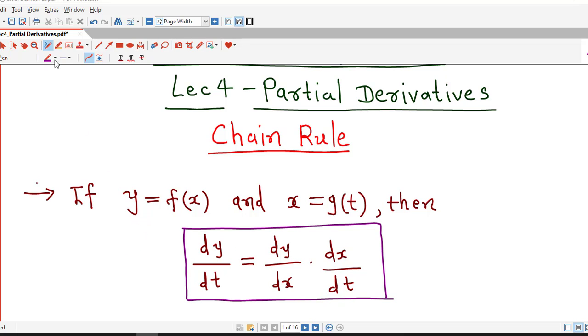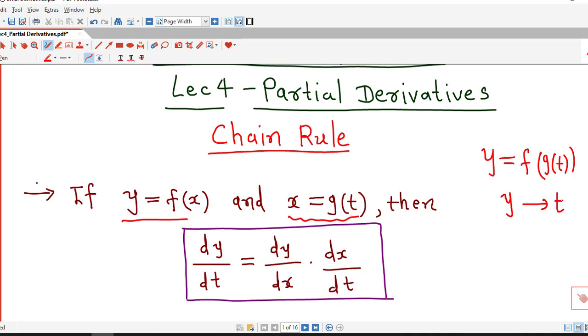As we know, if y is a function of x and x is a function of t, so here y and x are both functions of one variable, then if we put the value of x in y, we will have y as a function of t also. So y depends on t also.